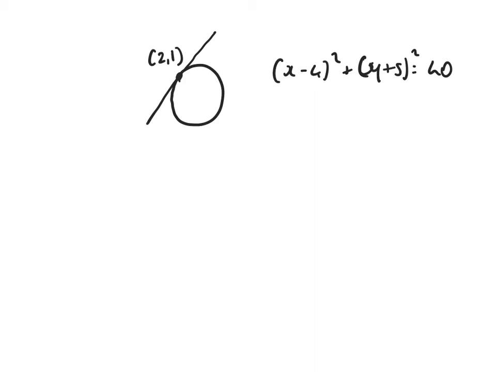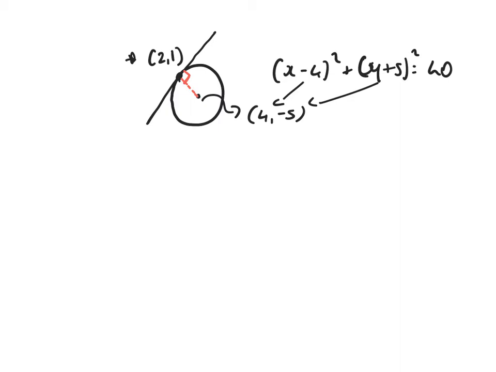Remember that a tangent's a straight line, so I need a point and a gradient. I've already got the point, so I need to get the gradient of the line. The first thing I can do here is find the circle centre, which we can see is (4, −5). There's then a relationship between the radius and the tangent: they meet at a right angle.